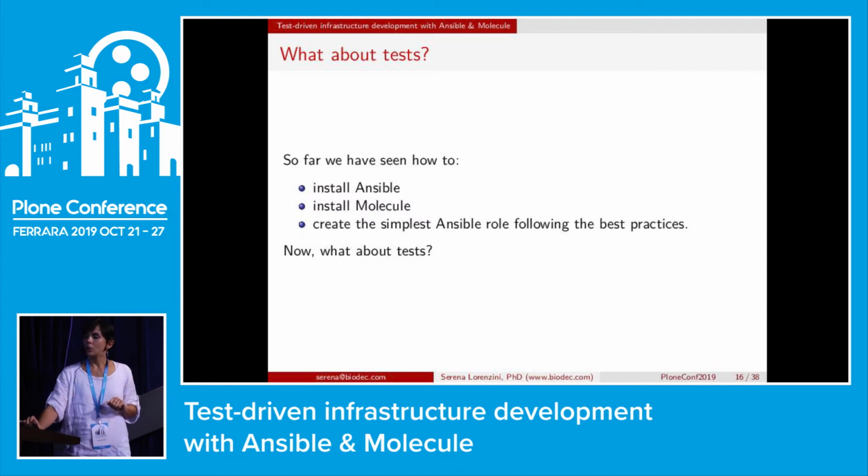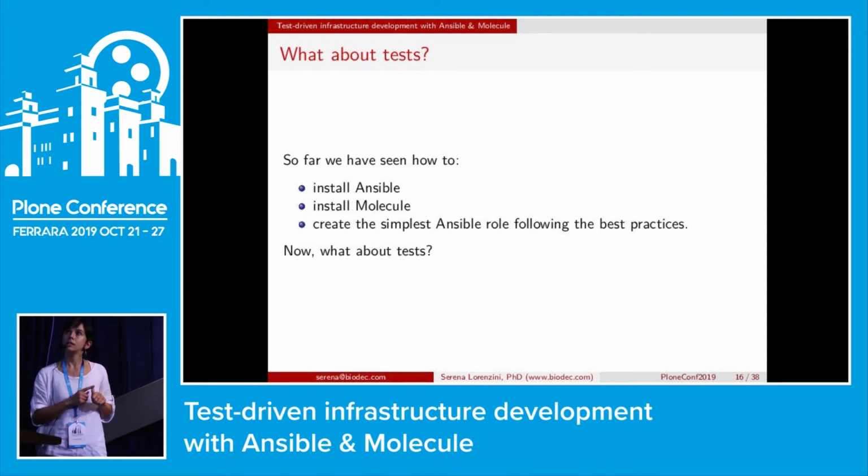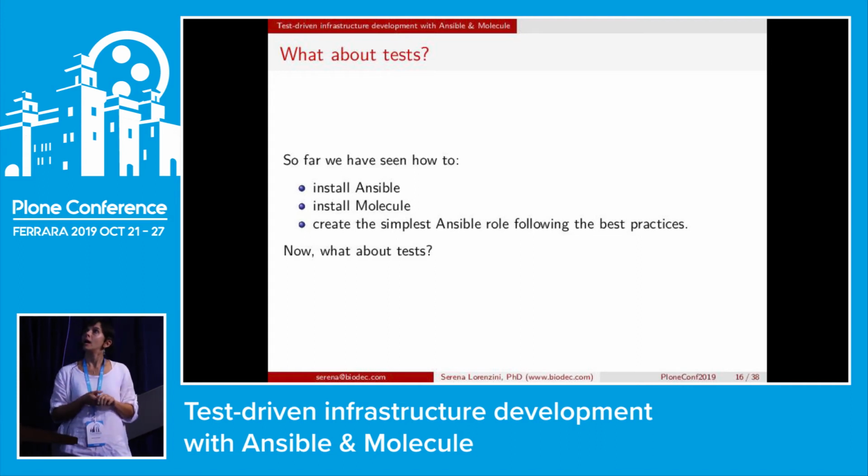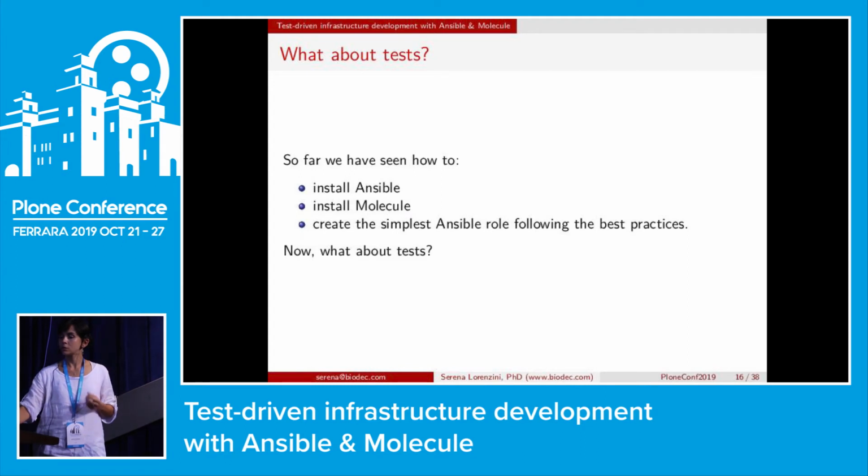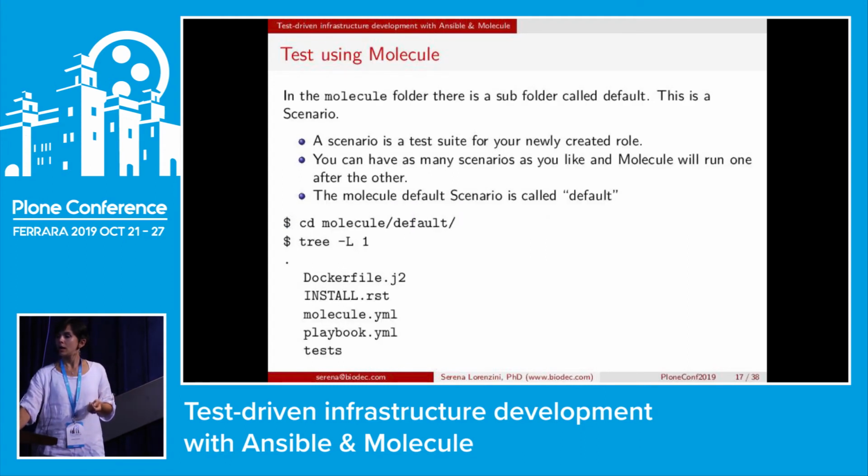So we have seen how to install Ansible the right way, Molecule the right way, and create the simplest Ansible role following the best practices. So creating a role structure plus a molecule directory. Now, what about these molecule tests? The default scenario contains stuff for running this role in a Docker container because I've decided to run it in Docker.